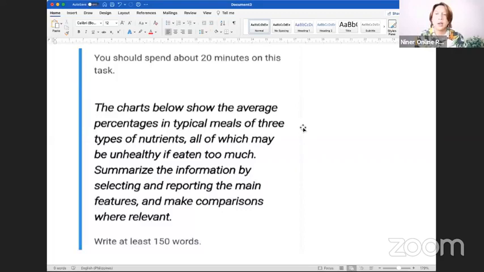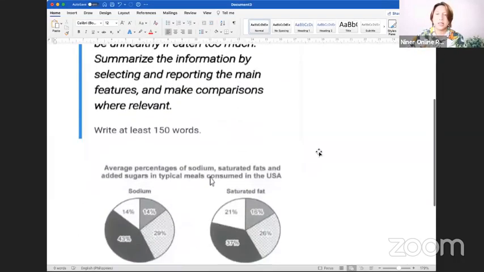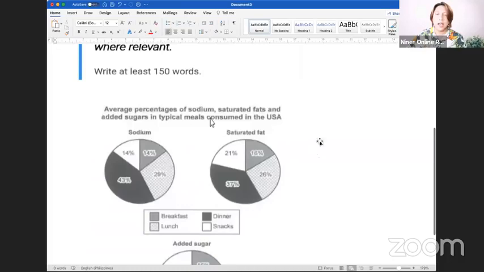All right. Summarize the information by selecting and reporting the main features and make comparisons where relevant. Okay, so write at least 150 words, and we have here the title. It says average percentages of sodium, saturated fats, and added sugars in typical meals consumed in the USA.